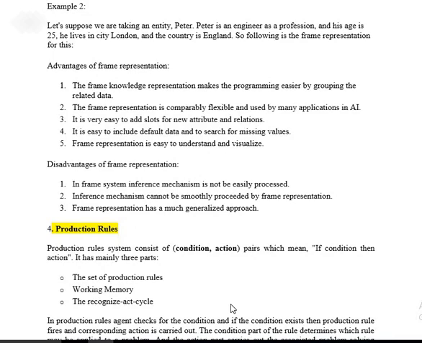Frame knowledge representation makes it easier for the programmer to collect different kinds of data. Frame representation is also flexible in comparison to others. It is the easiest way to keep information in attributes and keep the relationships among them. It can handle large database systems too. Frames are easier to represent and more visual in comparison to others.